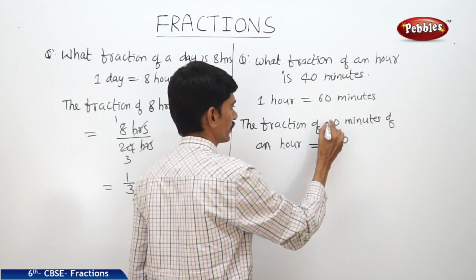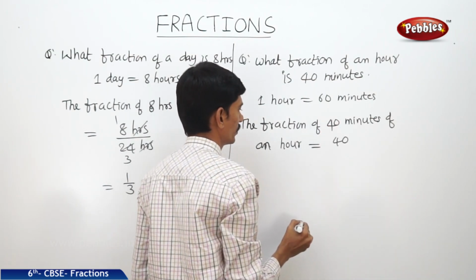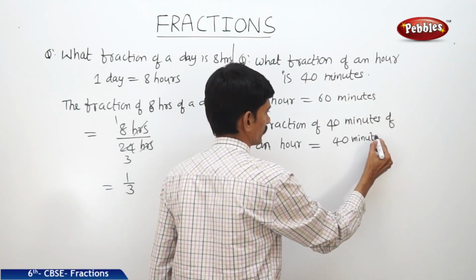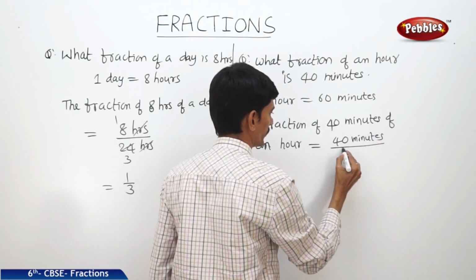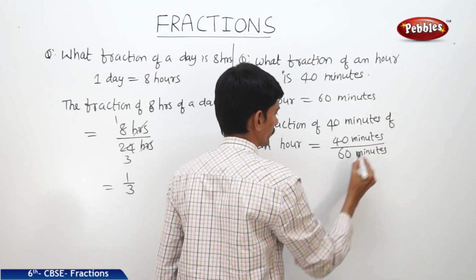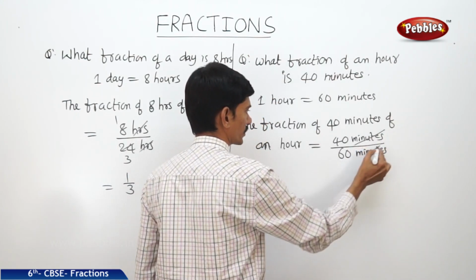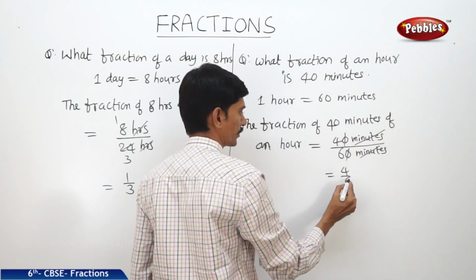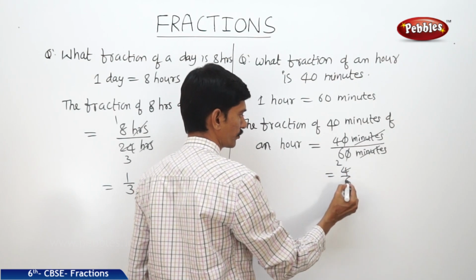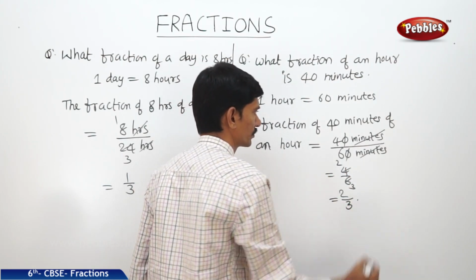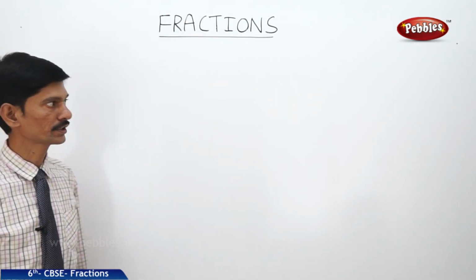The fraction of 40 minutes of an hour equals 40 minutes by 60 minutes, equals minutes cancel, 0 0 cancel, we get 4 by 6, and we can cancel in 2 table, 2 2s are 4 and 2 3s are 6, so then we get 2 by 3. Now let us see the next question.